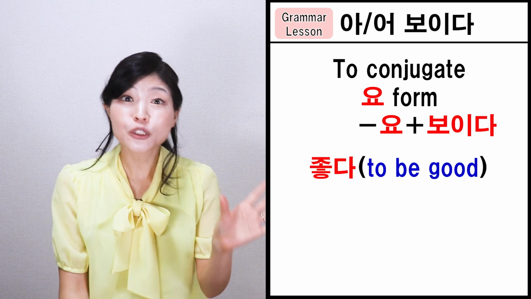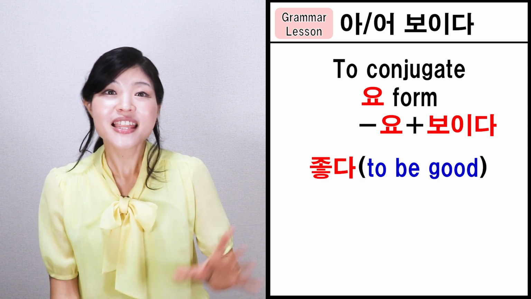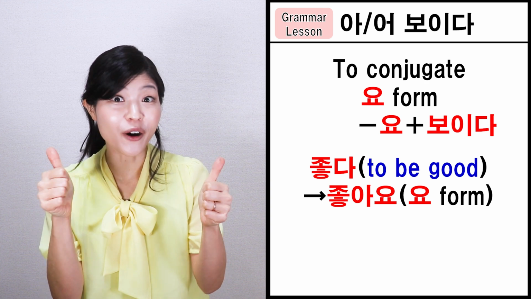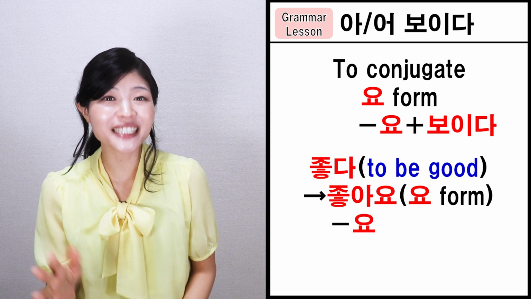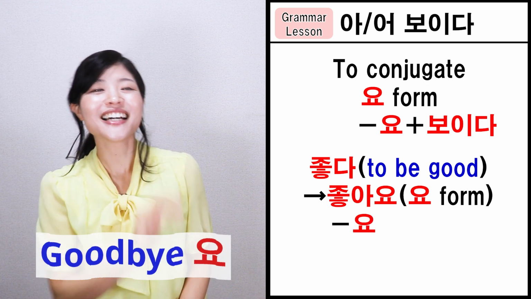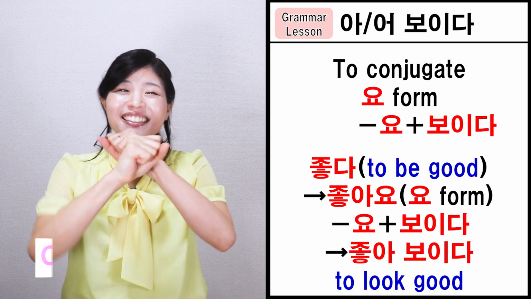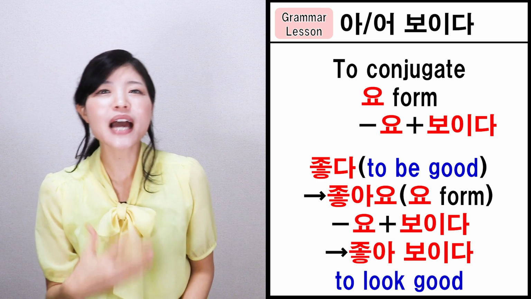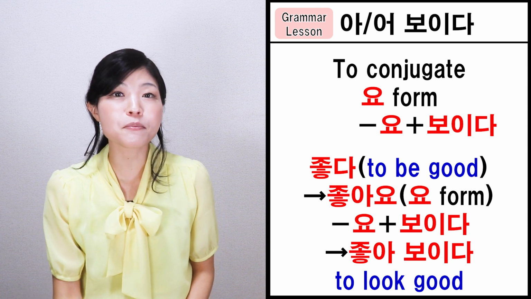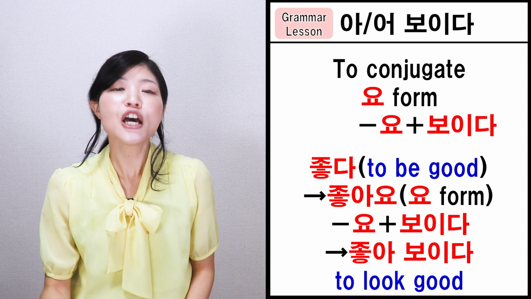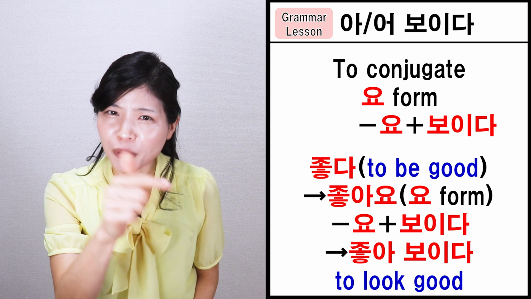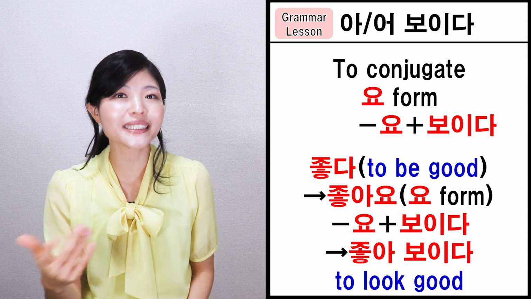For example, 좋다 means to be good. The 요 form will be 좋아요. You remove your 요 from it, goodbye, and add 보이다 to make 좋아 보이다, to look good. Crystal clear? By the way, I briefly explained this grammar in the beginner's 21st lesson, but this time let's dive deeper with -아/어 보이다 with more examples.